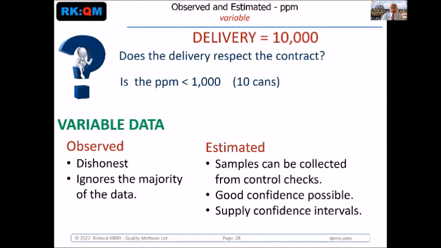The estimated, however, is very useful. It requires few samples, 50 perhaps, which can be taken from the control check data. So no additional work is required. It provides good confidence in that result to be close to the truth. But do include the confidence intervals in any report you make. If they appear too wide, you know you need more data added in.